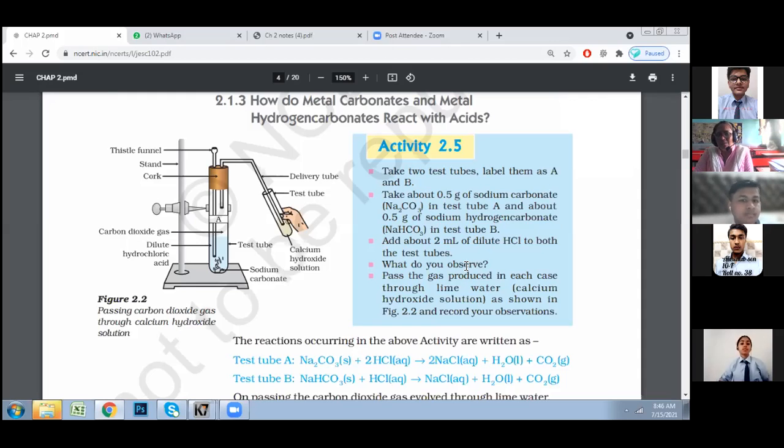What is there in test tube B? Calcium hydroxide solution. Why have we put calcium hydroxide or lime water in it? The gas evolved is carbon dioxide. So why are we passing this gas to this calcium hydroxide? Harshita? Ma'am, for the evolution of carbon dioxide. Yes, very good, to test the gas evolved, carbon dioxide, right?